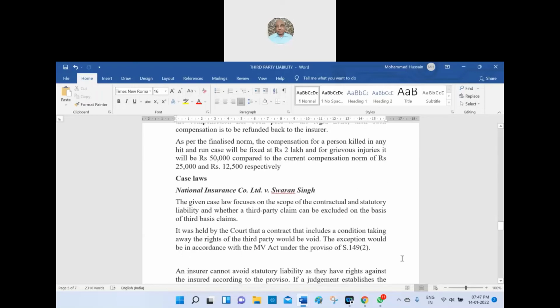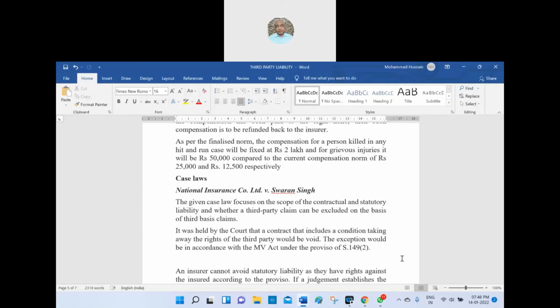So now let us see the case law, how the case laws are there. National Insurance Company versus Swaran Singh. The given case law focuses on the scope of the contractual and statutory liability and whether a third party claim can be excluded.